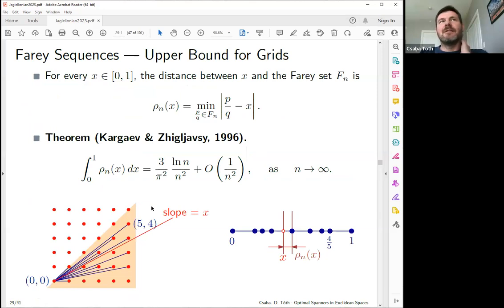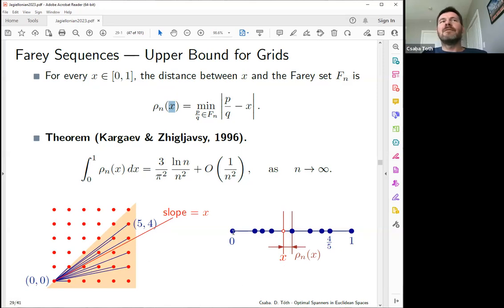One result that is particularly useful for this analysis, for this algorithm, is the average distance of an arbitrary x to the closest slope in the Farey sequence. So if x is an arbitrary slope, it's always closest to one of these slopes in the Farey sequence up to n, and it's visually that. So this red slope is x, and then the closest one would probably be this blue slope in this example.